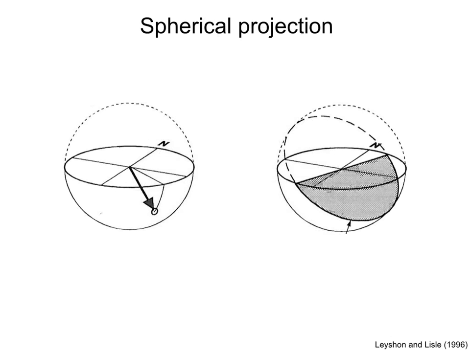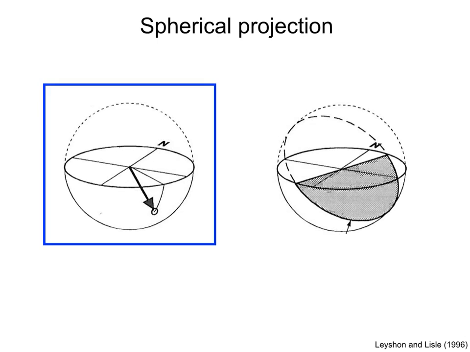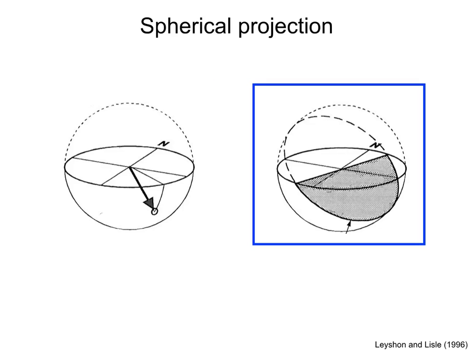Now, let's consider lines and planes. Any line passing through the center of the sphere will be represented by a dot on the surface of the sphere. And any plane passing through the center of the sphere will be represented by a circle on the surface of the sphere. This circle is called a great circle.